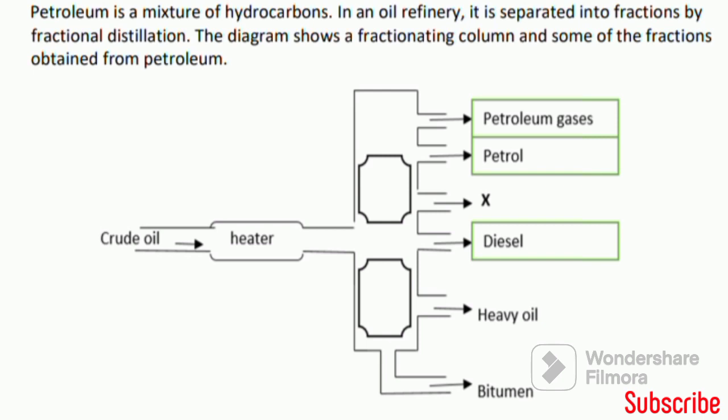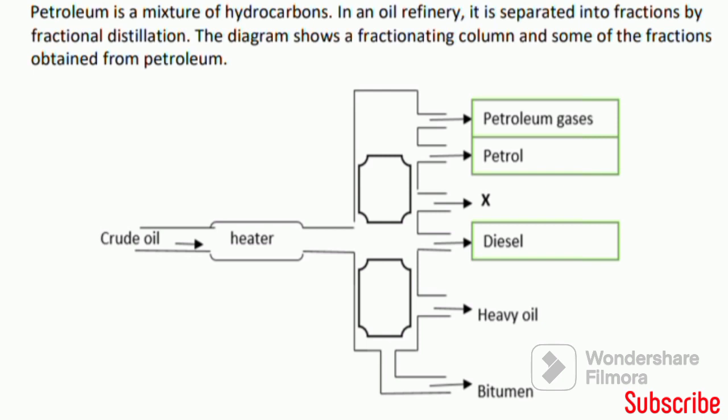Okay, so we are going to revise this question under organic chemistry. The statement reads: petroleum is a mixture of hydrocarbons. In an oil refinery, it is separated into fractions by fractional distillation. The diagram shows a fractionating column and some of the fractions obtained from petroleum.